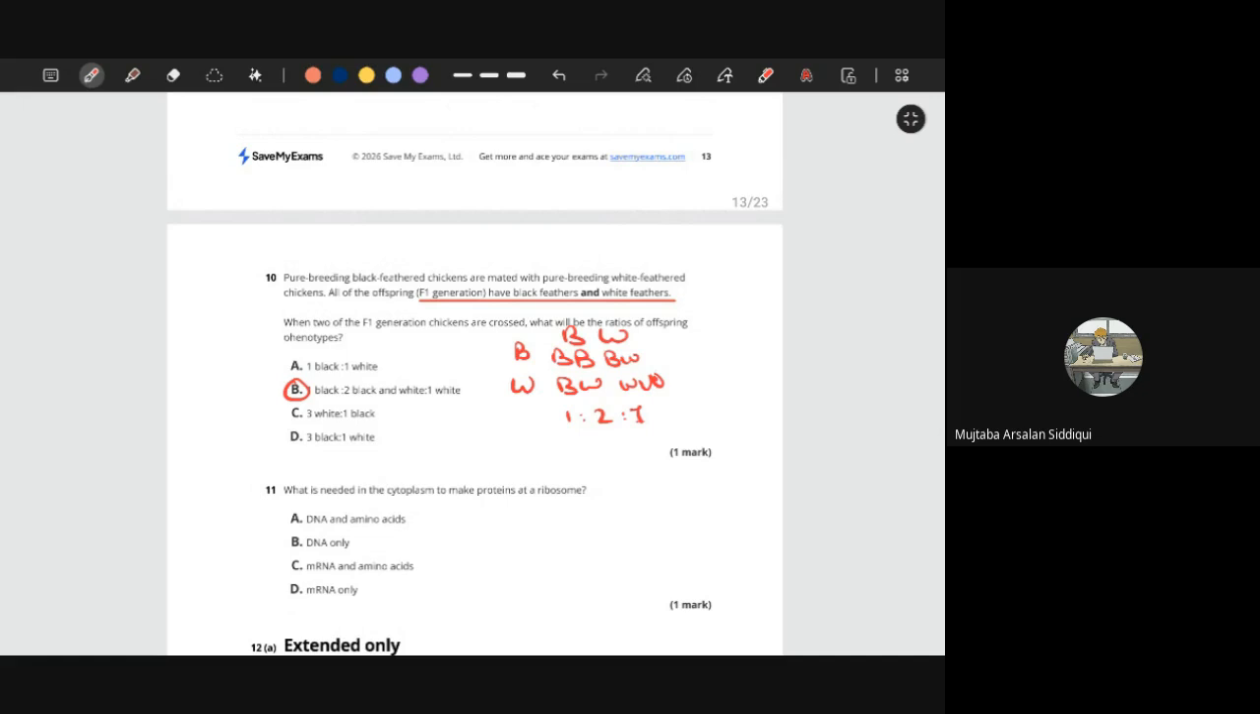Anytime this happens, what you do is you make a Punnett square, right? F1 generation, we know that is BW, right? Why? Because you can see that they are heterozygous codominant.